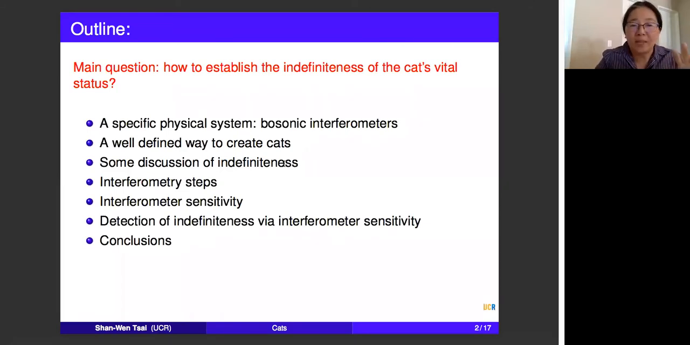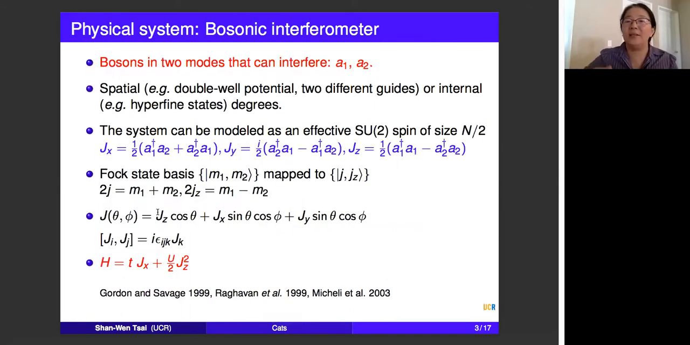I'm going to start with a very specific, simple model. I will talk about how we imagine this specific system where these cat states can be created dynamically. And then once that is created, I will discuss some issues about indefiniteness and measures of that. Don't worry about these words, it should make sense as we go through. Some of the later steps will be somewhat formal and will introduce new quantities, but I'm going to start with a very simple physical system.